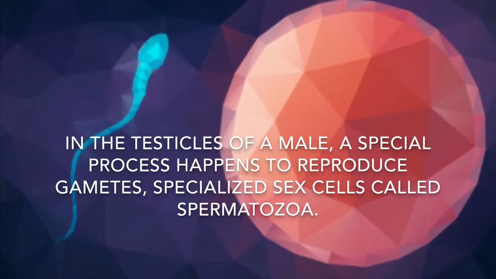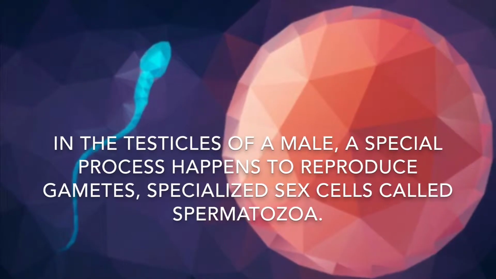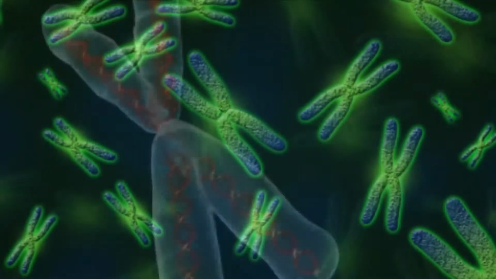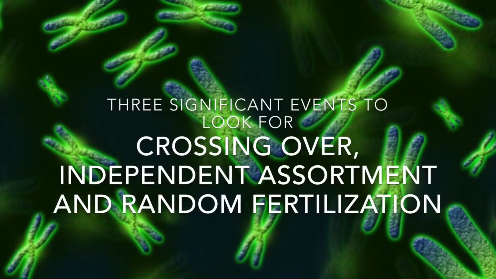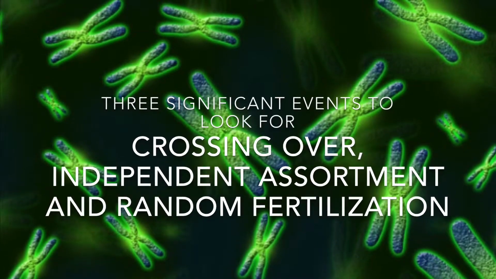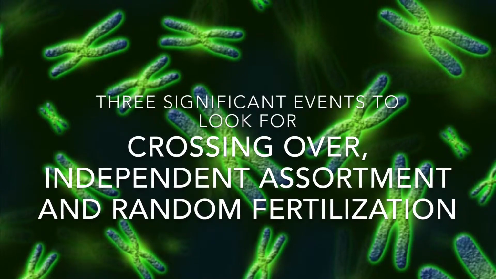In the testicles of a male, a special process happens to reproduce gametes, specialized sex cells called spermatozoa. This process is called meiosis. Watch for these three significant events during the process as they are key events in achieving genetic variation: crossing over, independent assortment, and random fertilization.